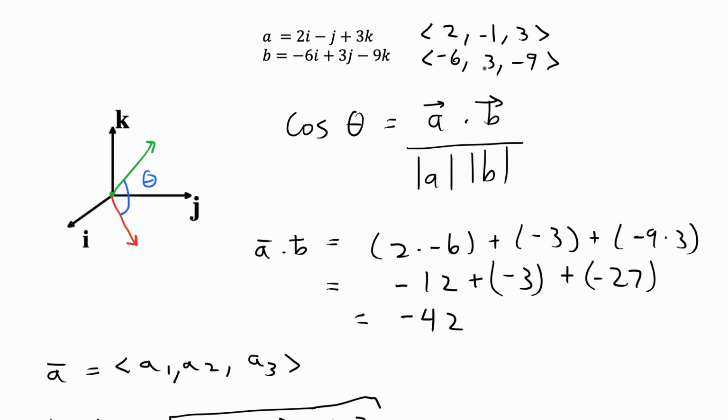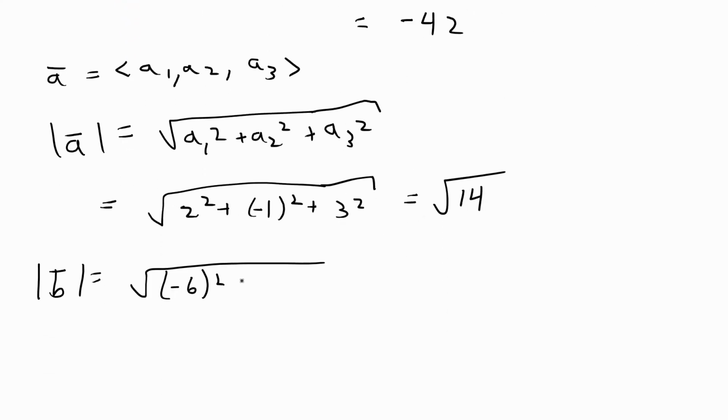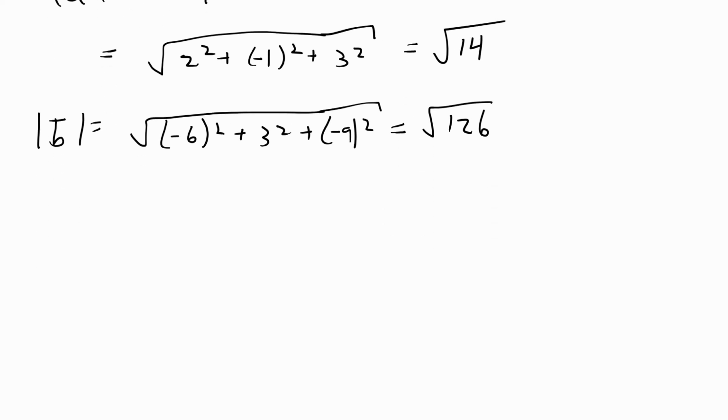And then we have to do the same thing with b, so that's going to be the square root of -6 squared plus 3 squared plus -9 squared, which is equal to the square root of 126. And then we're ready to plug into the formula.